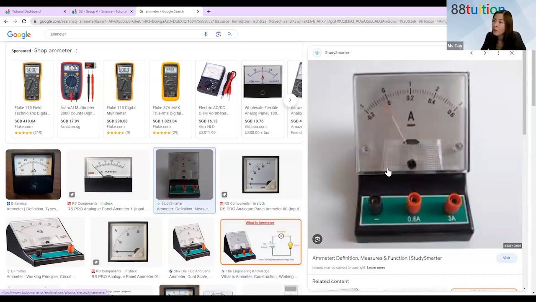So the main thing you need to do is to flip it over, change the wire over. So if let's say this is the black wire, this is the red wire, you just flip it over and you can get the correct reading. Okay, so go back to the slides.